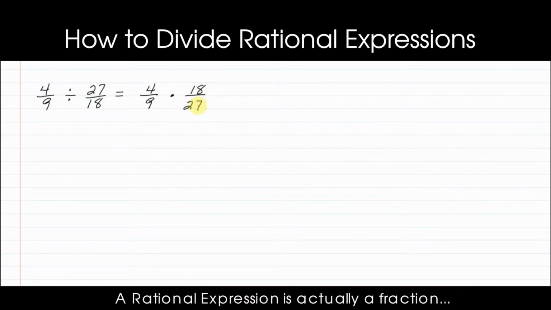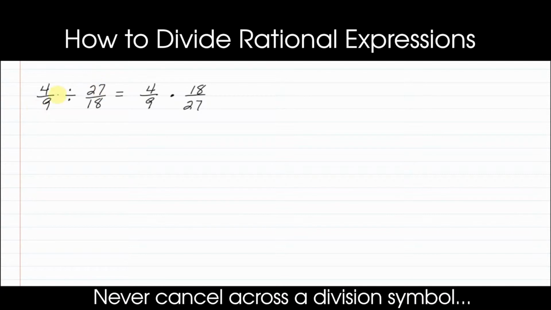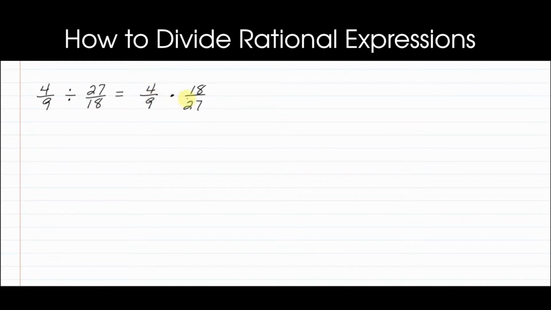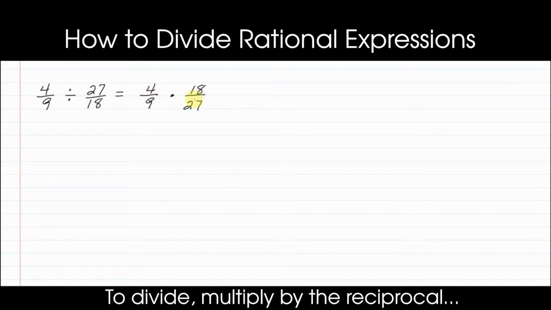Two important things to remember. You cannot cancel across a division symbol, and to divide two fractions it's the same as multiplying by the reciprocal of the second. The reciprocal is just a fancy way of saying we flip the second fraction upside down.